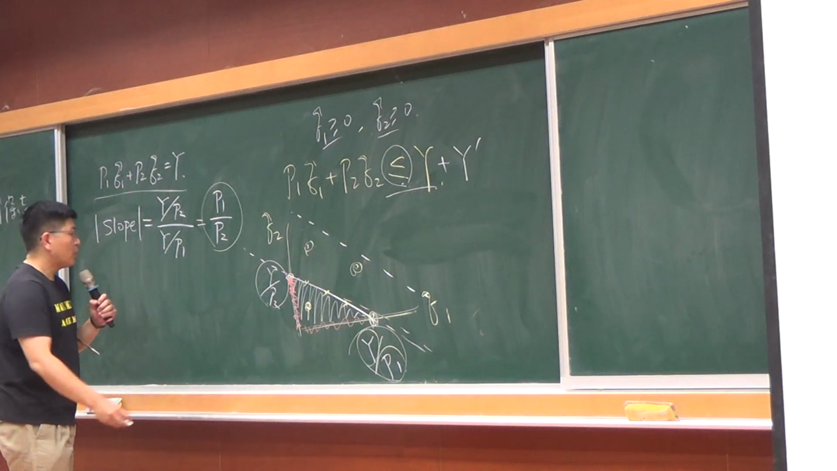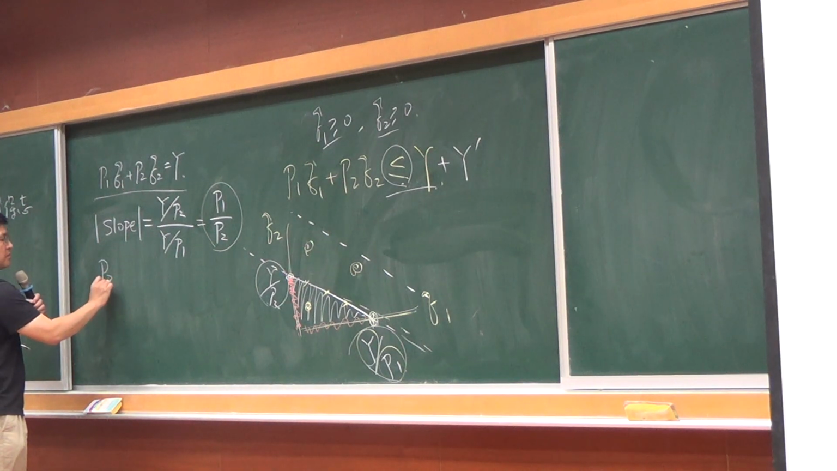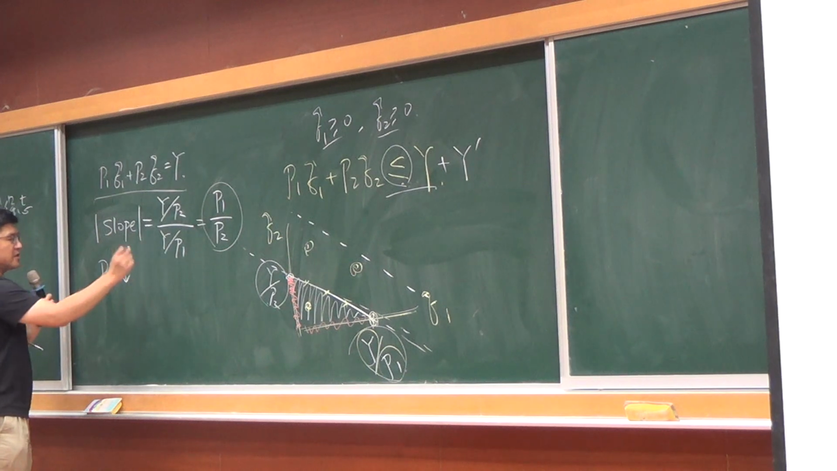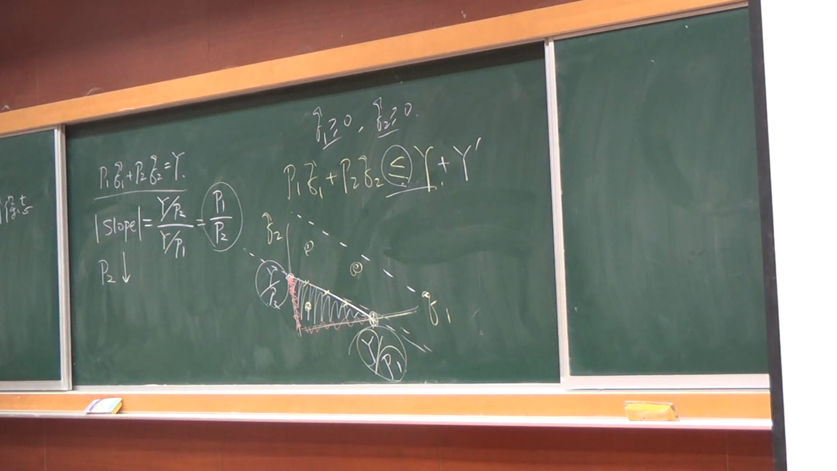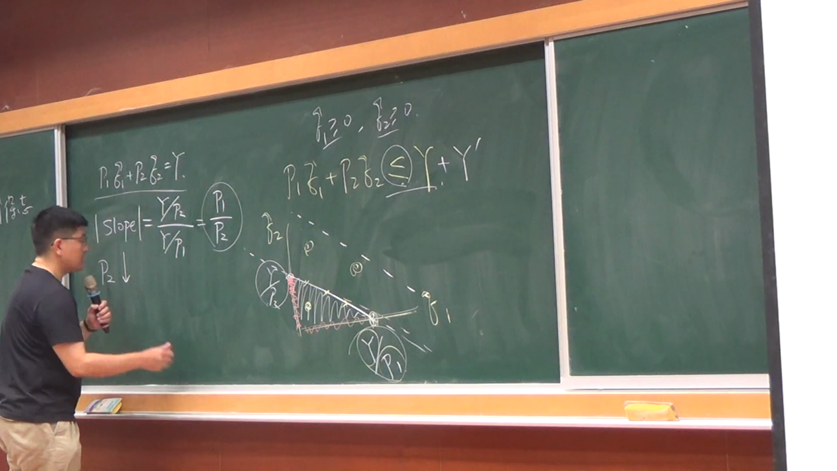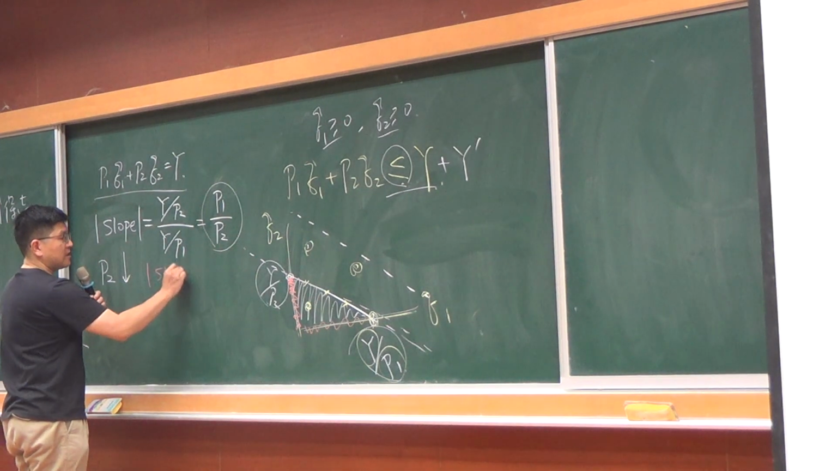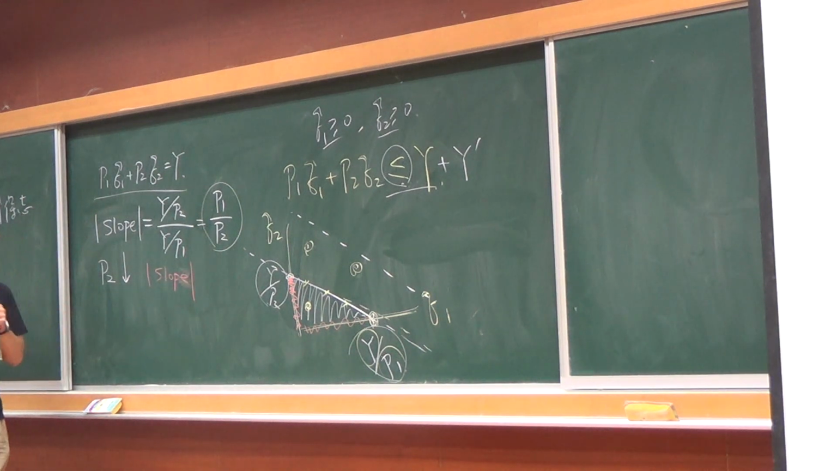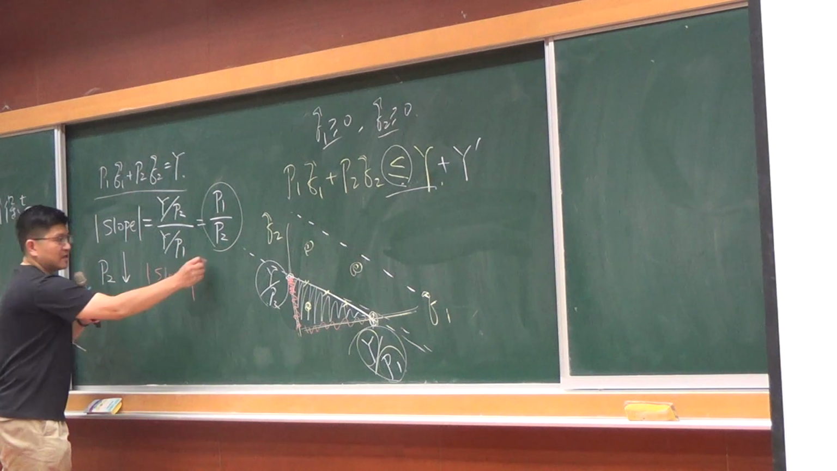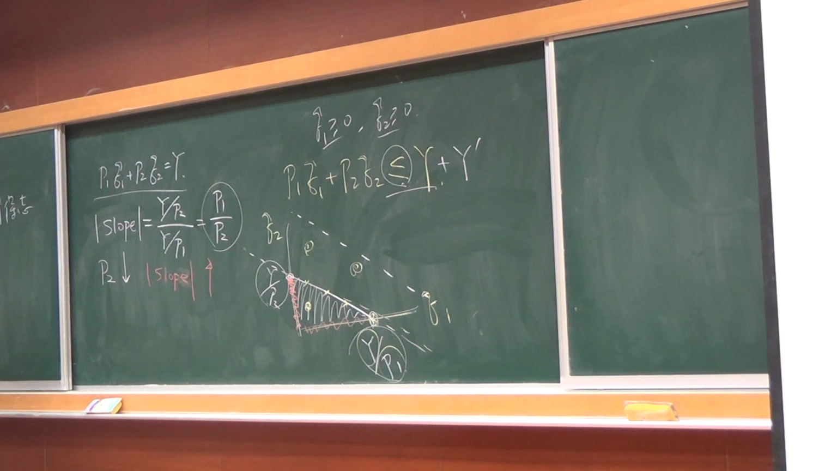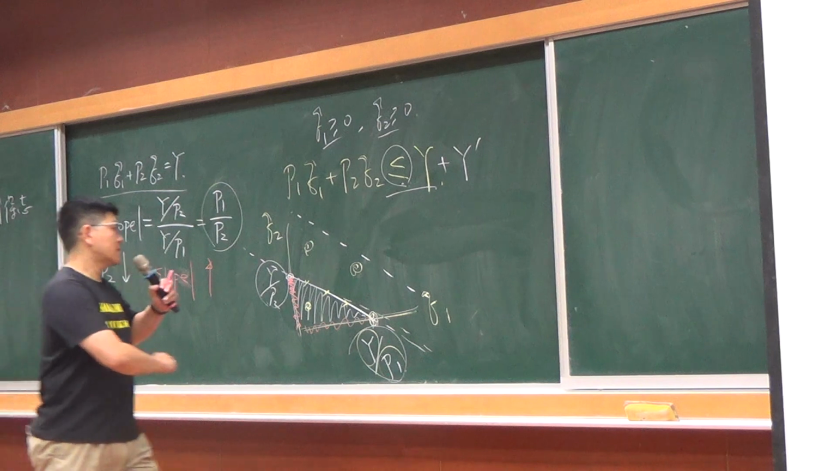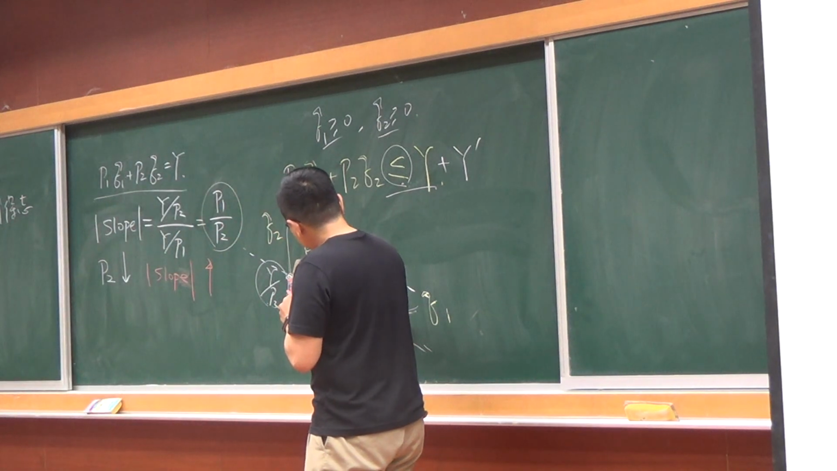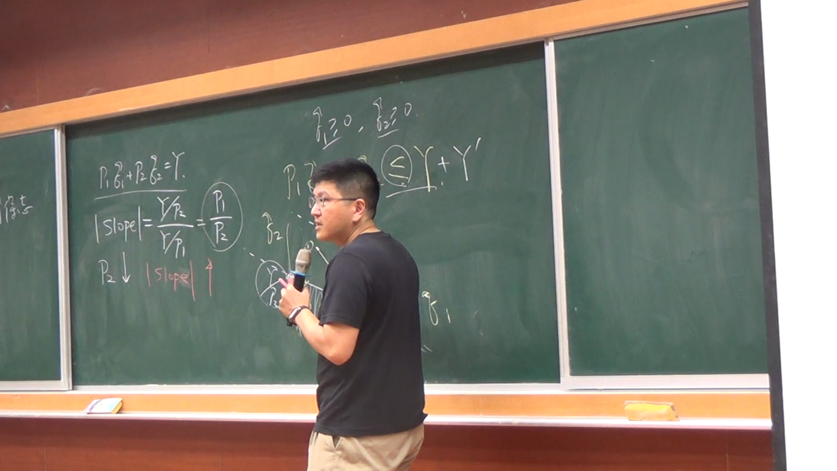So when P2 decreases, which is the case number 1 we just talked about, what about the absolute value of the slope? It goes up, right? So we just saw this as the first change. Is that right?